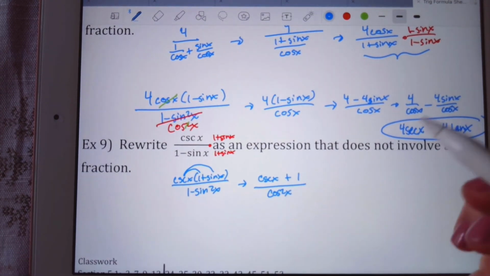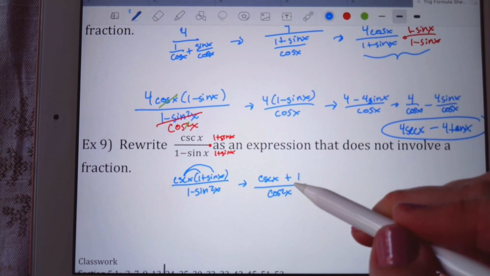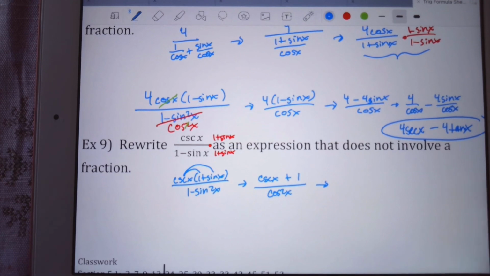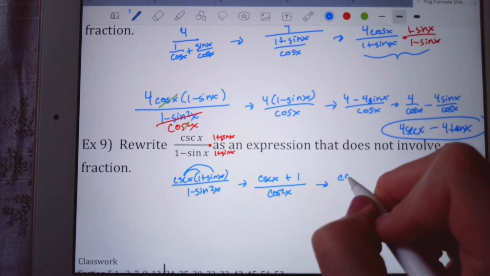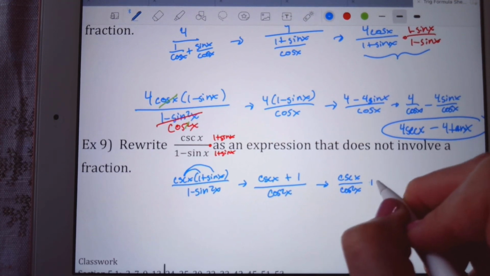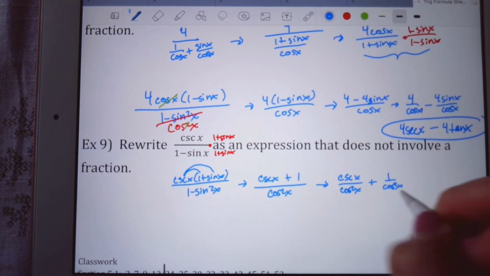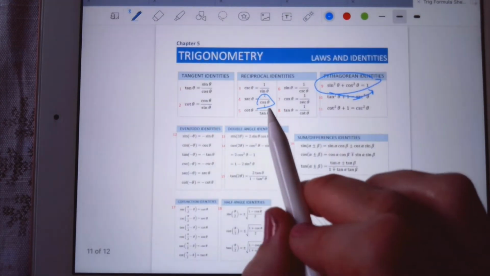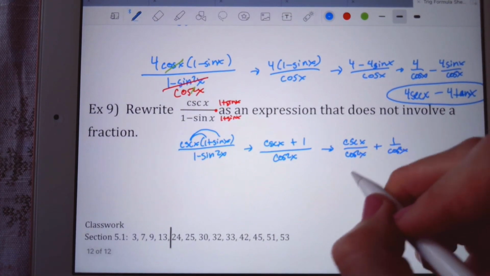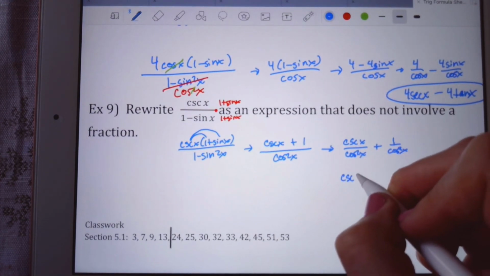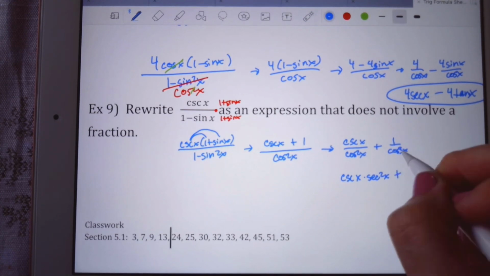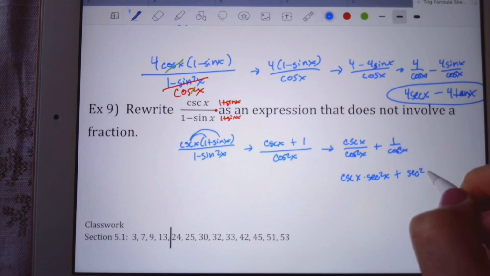And so now I have 2 items on top and 1 thing on the bottom, so I can separate them. I got cosecant over cosine squared plus 1 over cosine squared. Remember, when cosine's on the bottom, it can come up and become a secant. So this is going to be cosecant times secant squared plus secant squared.